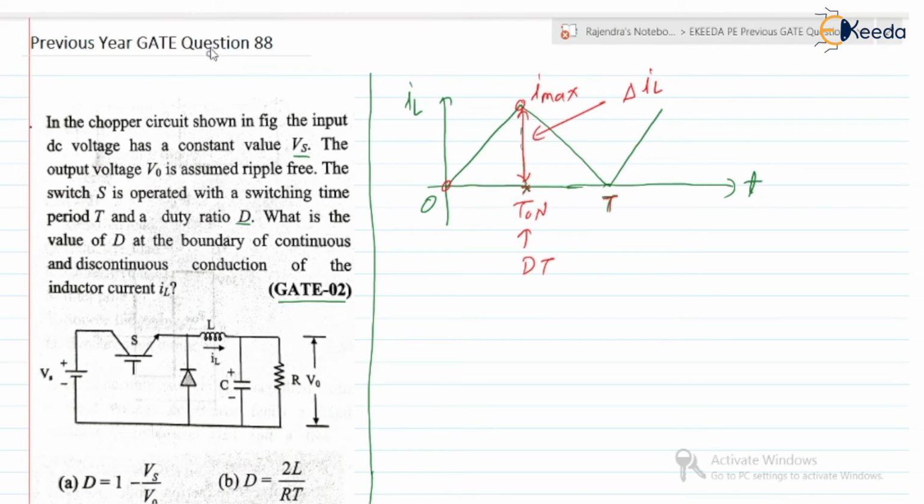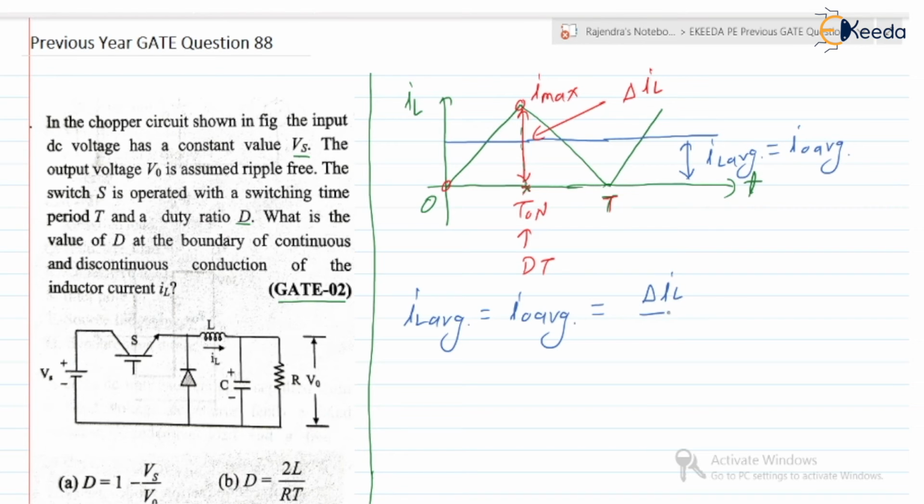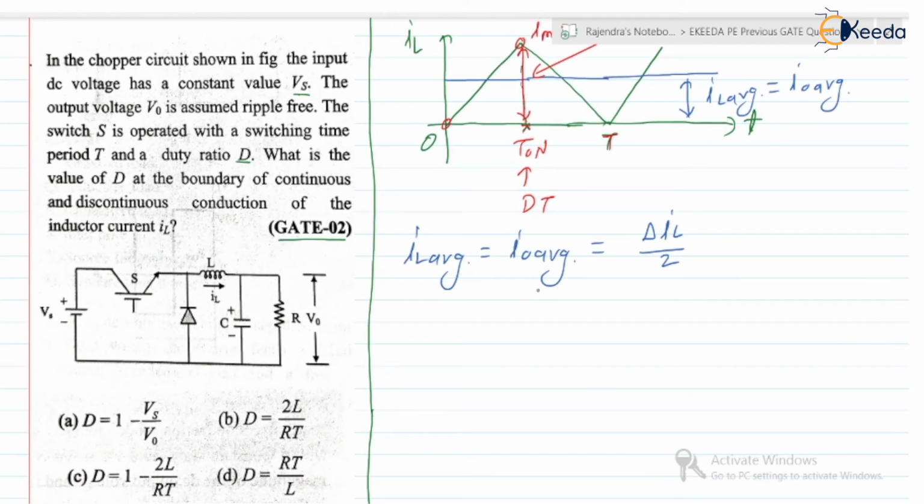Next, if we draw the average value of IL, it will pass exactly at the 50%. So it is nothing but IL average, which is equal to I0 average only. So here we can write IL average is equal to I0 average, which is equal to delta IL by 2. But what is the I0 average? We can write I0 average is equal to V0 divided by R, which is equal to delta IL by 2.